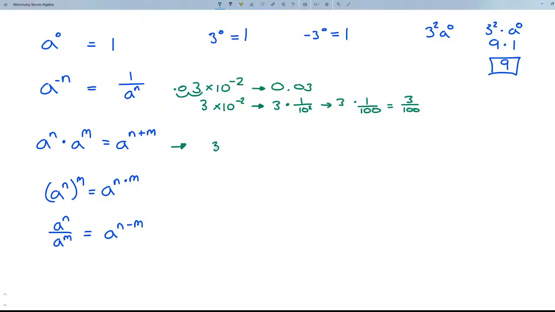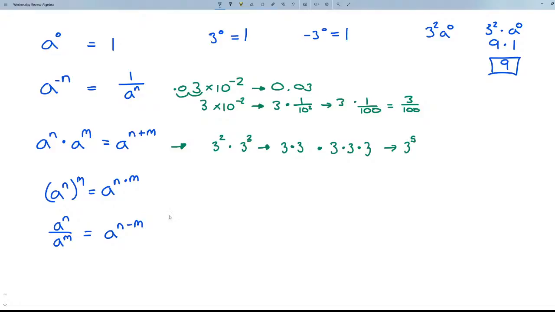So if I have 3 squared times 3 to the 3rd, that is like saying 3 squared, which is 3 times 3, times 3 cubed, which is like saying 3 times 3 times 3. Well, how many times am I multiplying 3 times itself? 1, 2, 3, 4, 5. So that's like saying 3 to the 5th. And look at that. If we add our exponents, we would get 5.